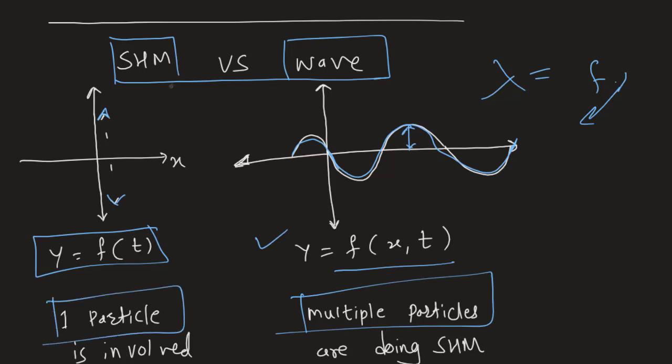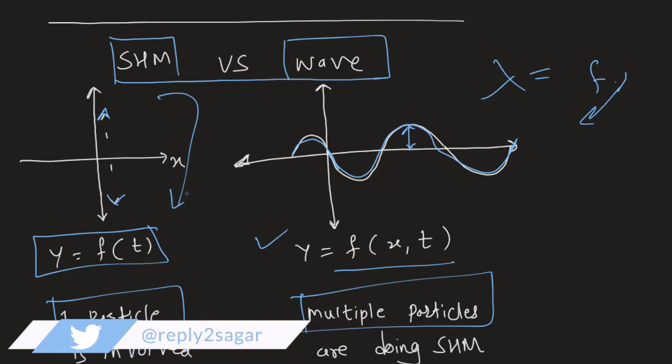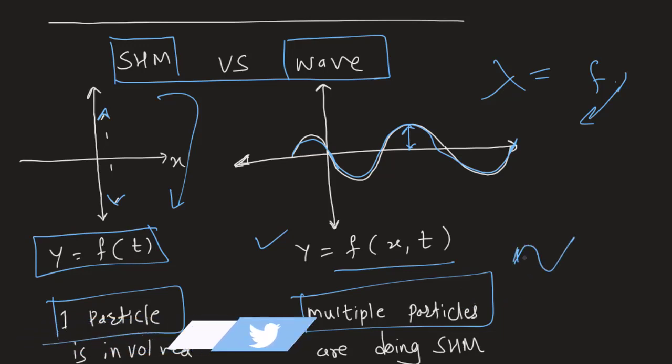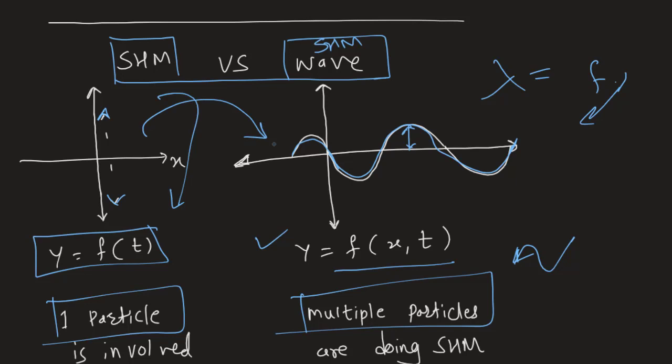In a simple harmonic motion, we have just one particle moving along the y-axis, but in this wave, we have got multiple particles doing the simple harmonic motion, SHM wave. The simple harmonic motion can be represented by a graph, but it is important to understand the difference between the representation of the SHM and the SHM wave. In SHM wave, we have got multiple particles. In simple harmonic motion, we have got just one particle, which is making the motion along the y-axis.